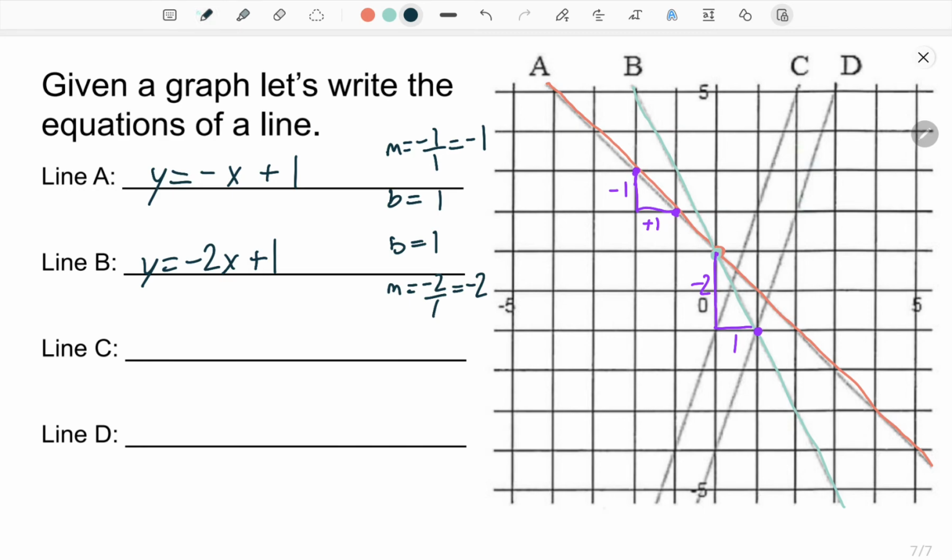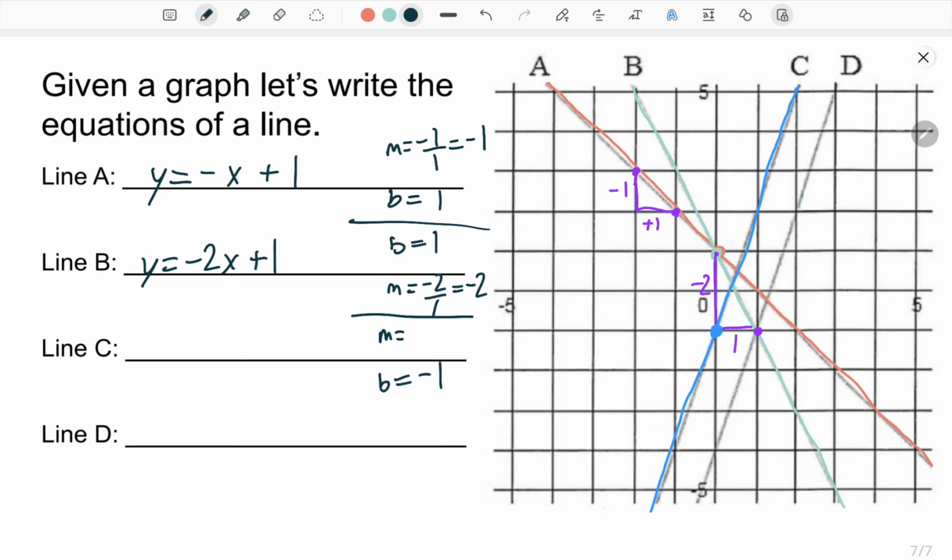All right, what about some other graphs? Let's use some other colors here. So we'll look at C. We can see that it crosses the y-axis down there, and that's basically 1 unit down from the origin. So because of that, we get a y-intercept of -1. What's the slope going to be in this case?